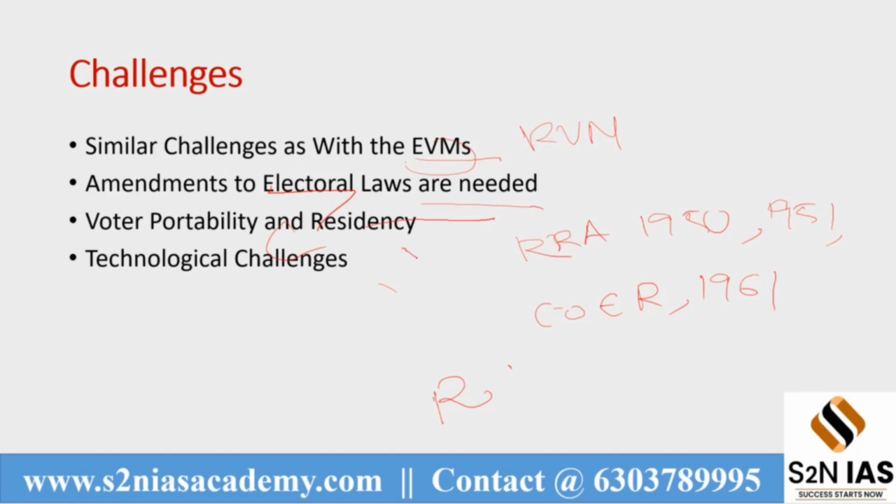Next is voter portability and residence. Determining how to manage voter portability while respecting the legal concepts of ordinary residence and temporary absence is a social challenge. Next is technological challenges. Ensuring that voters are familiar with the technological interfaces used for remote voting is essential to prevent voter confusion and errors. Establishing an efficient mechanism for accurately counting votes cast through remote voting is a technological challenge that must be addressed. So these are the challenges of REVM.